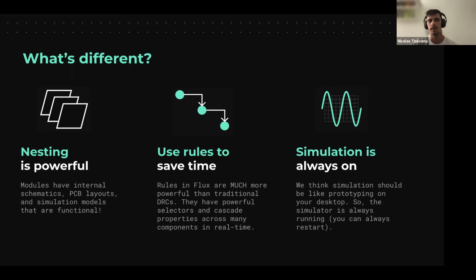And then we have rules. So they're kind of similar to what design rule checks or DRCs are in traditional tools, but they also affect the design in real time. So you can change the properties of different components or parts in real time using rules. And then simulation is always on. So you don't need to switch to any other tools. You don't need to enable or disable it. It's always running. It's always telling you what you need to know.